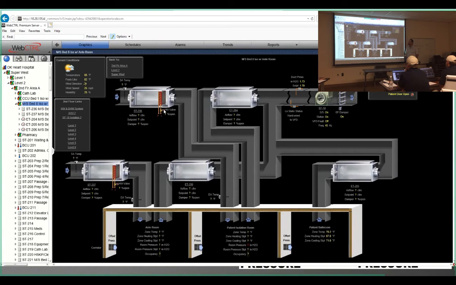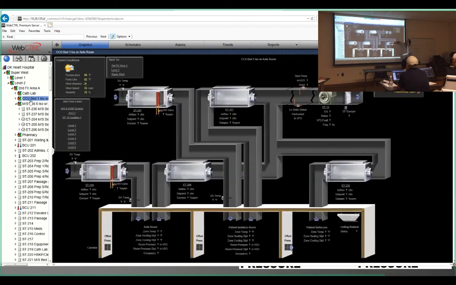So there's 2 isolation rooms on level 2. What are the 2 exhaust fans associated with those? So 18 is on this one. We should be able to click on the other one. It's over there. 45 hertz. All right.